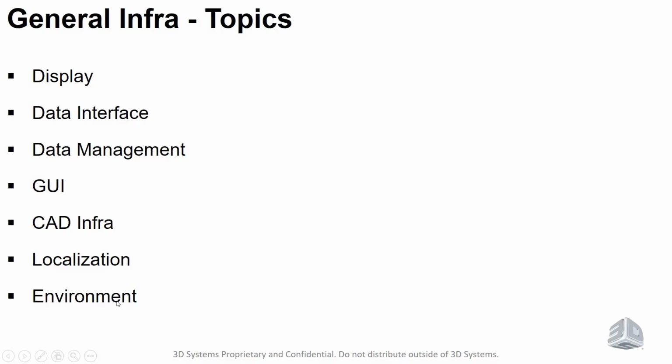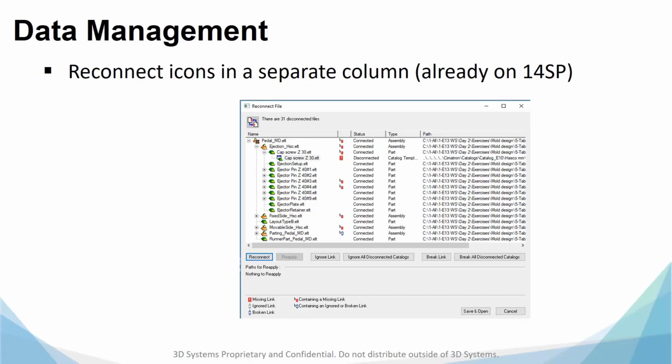So let's start. In Cimatron V15 we added a new column for reconnect icons. Actually it was already on Cimatron 14 SPs, one of the SPs. So there is a new column. It doesn't belong to the name column, but in a new column all the reconnect icons below.